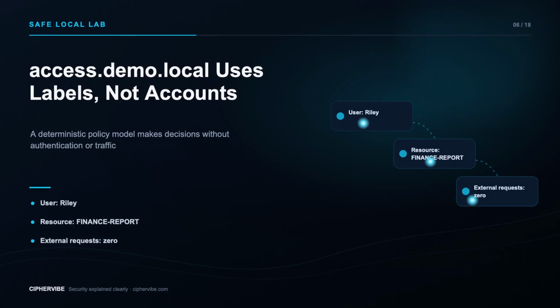Our fictional lab follows Riley requesting a finance report at access.demo.local. The model receives opaque facts: role analyst, device managed or unmanaged, action view or export, and risk normal or elevated. It contains no password, personal data, real policy engine, cloud connection, or live access request.